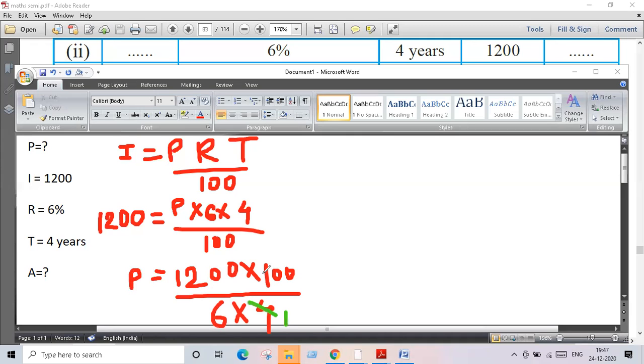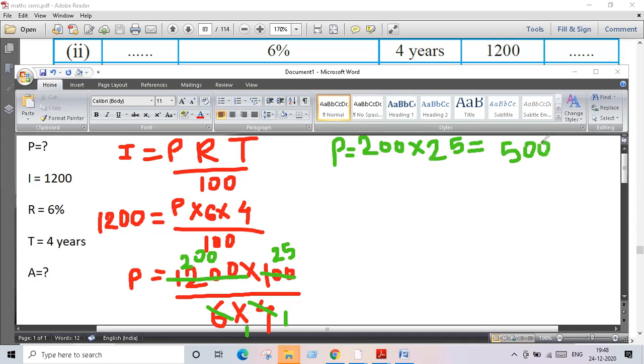4 1 is 4. Then 25. 6 1 is 6. Then 200. 6 2 is 12. 200. And 200. So P is equal to 200 into 25. 200 into 25. That is 5,000. It is 5,000 rupees. So here you will write 5,000 rupees. Pahila box में तुम्हारे लिए 5,000 rupees.